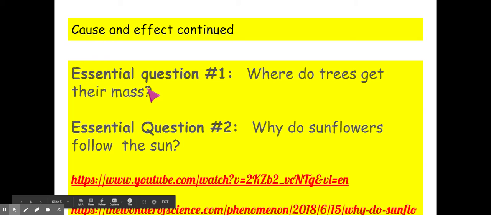Please go ahead and write that information down in your science notebook. Draw a couple examples of cause and effect in your science notebook, but that is all for today.